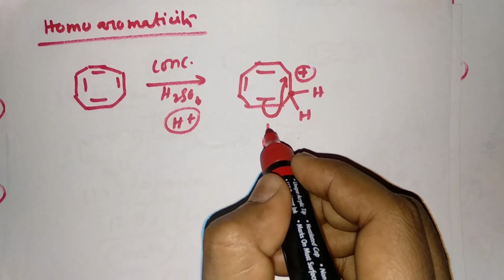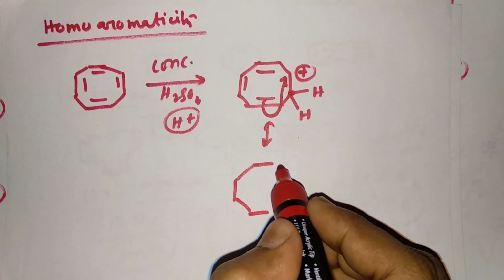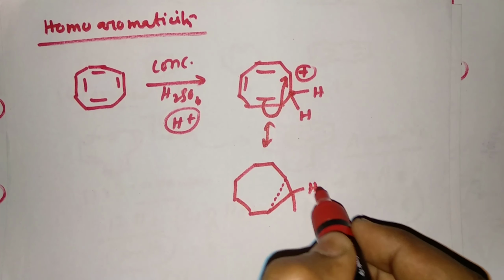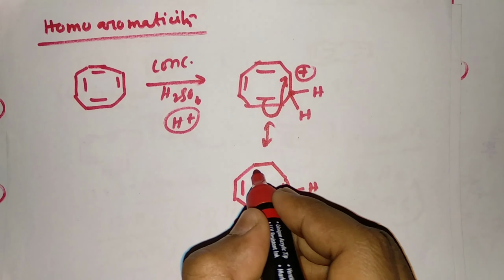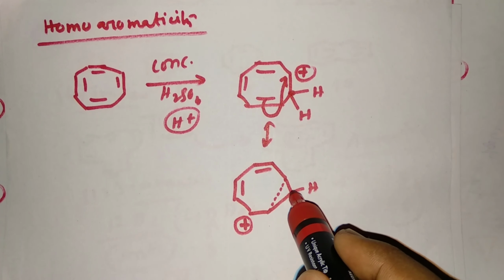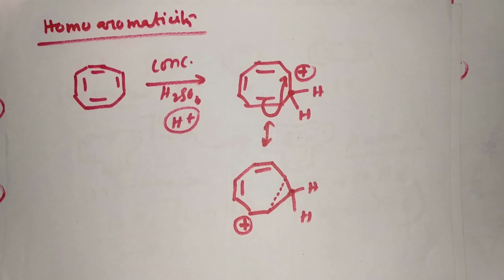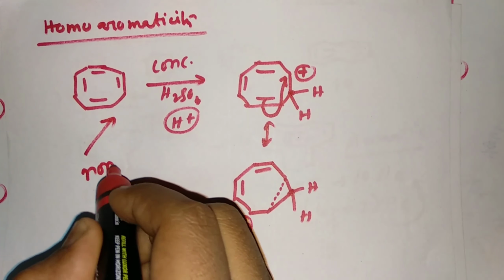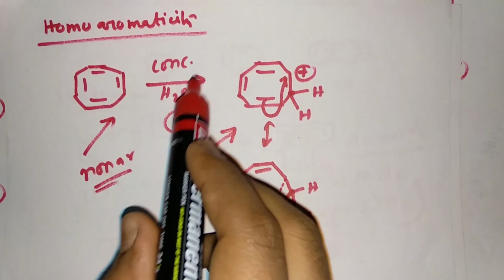Okay, then what will we get? We will get this kind of system, and finally the positive charge will be right here, with one bond here and one bond here. In this way total resonance is possible by bypassing this carbon atom. So this is called homoaromaticity. This is non-aromatic, but this system is completely aromatic after treating with concentrated H2SO4.